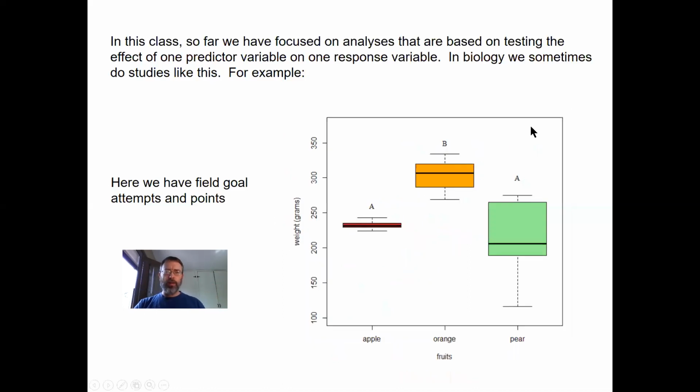Or here we have the fruits experiment that we do in class, but in this case, I just shared with you the old data. But again, it's just weight, and we've got these fruits. Okay, so that's one response variable divided up by these predictors. So this is common, and you need to know how to do this. It's normal in biology to have things like this.